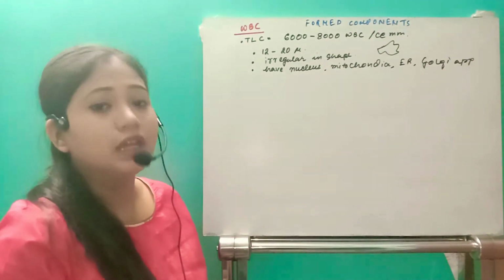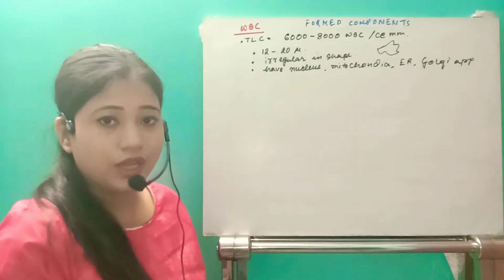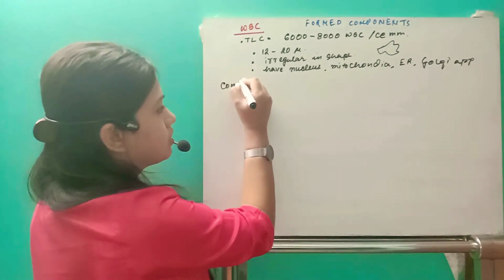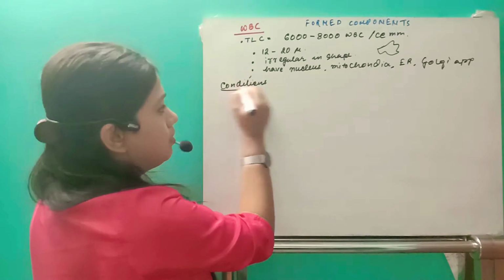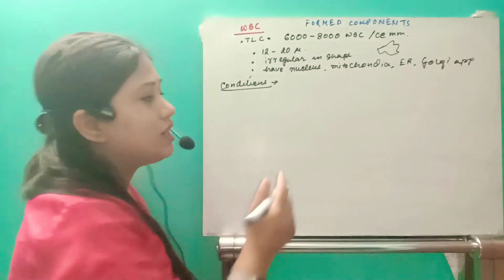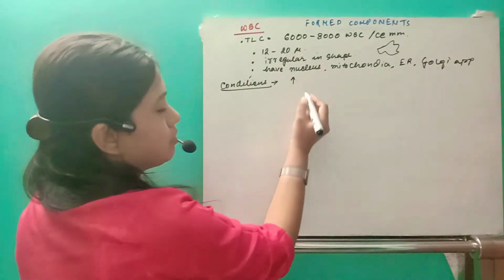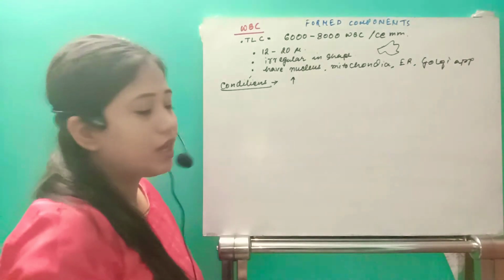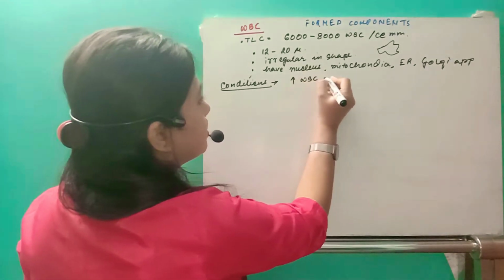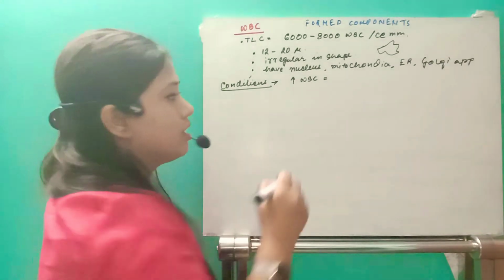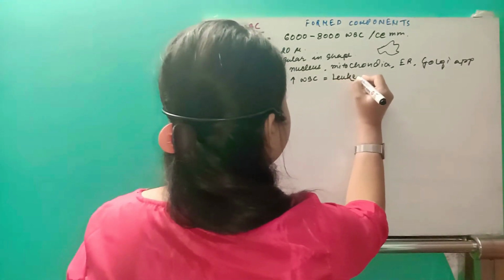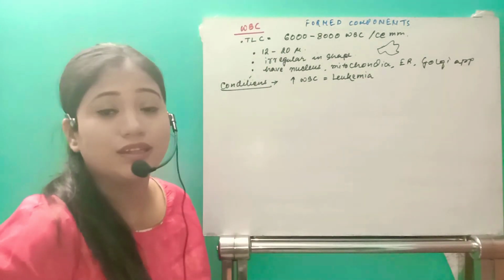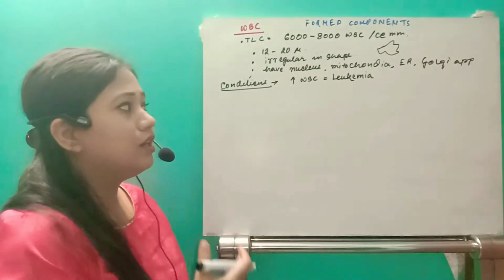Another important point. Now we will see some conditions. What happens if an individual's TLC, the total leukocyte count, increases from 6,000 to 8,000? If the WBC count is increased, then what can we call it? This is known as leukemia. Leukemia is one form of cancer. Blood cancer is nothing but the leukemia.